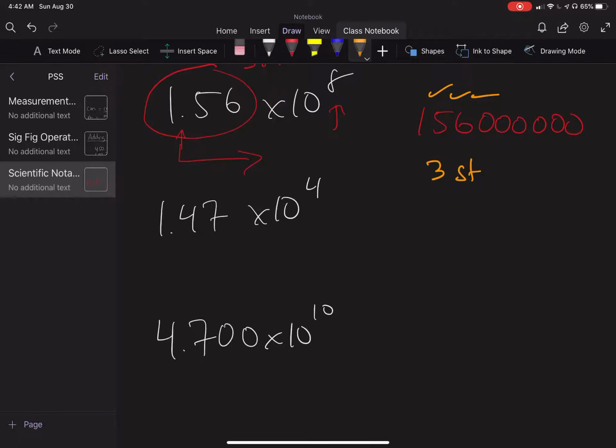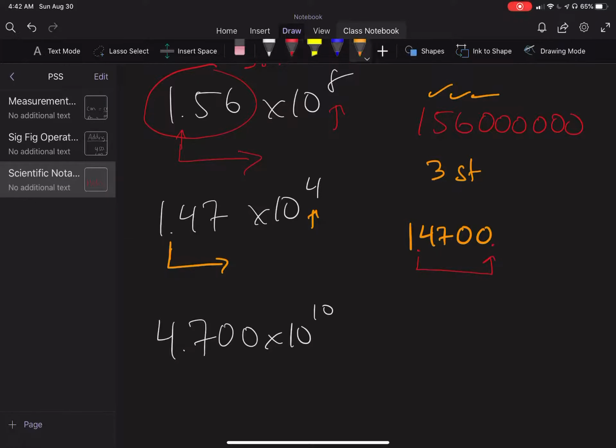Next one, we have 1.47 times 10 to the 4th. So the 4 here means we're going to move this decimal this direction 4 places. So 1, 4, 7, and I'll need to tack on 2 more zeros in order to move the decimal from this spot over to this spot.